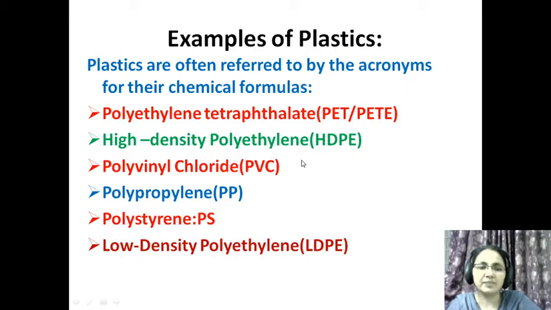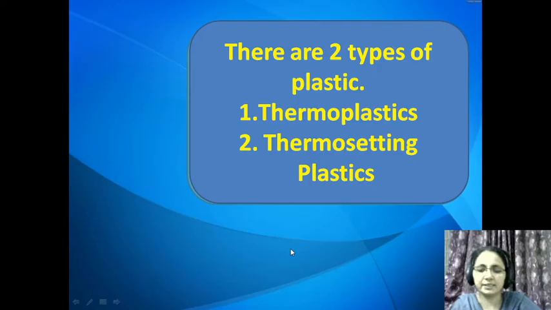Next, some of the examples of the plastics which are made of different types of chemicals. Plastics are often referred to by the acronyms for their chemical names. For example, PET or PETE, polyethylene terephthalate; HDPE, high density polyethylene; PVC, polyvinyl chloride; PP, polypropylene; PS, polystyrene; LDPE, low density polyethylene.